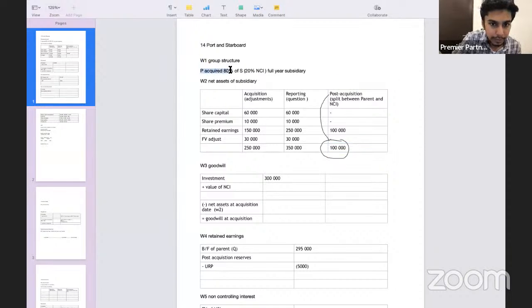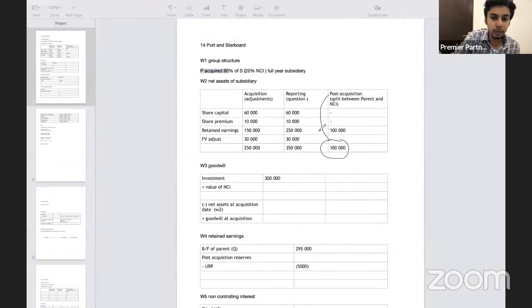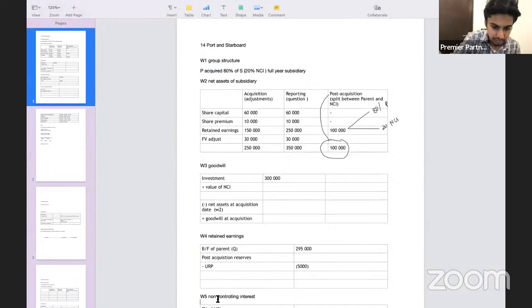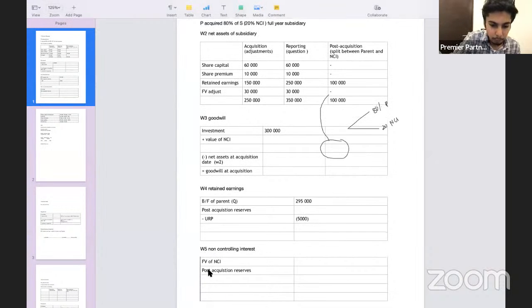80% is owned by the parent and 20% is owned by the NCI. So therefore, guys, what you need to do, this answer, you split 80% inside the parent, 20% inside NCI. So now we are doing an NCI working. So you go to your NCI working. There you have post-acquisition reserve. Now you show the answer 100,000 into 20%.